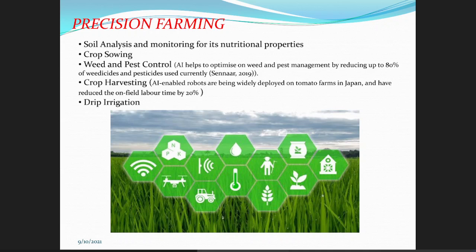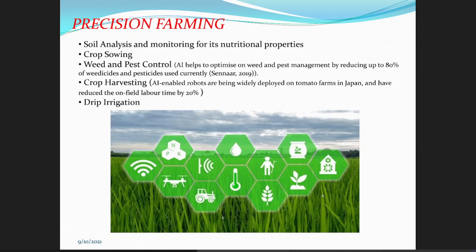Or intelligent harvesting can be done using robots. These days in society, humans are used for harvesting. If we use robots, they can save time. As you can see on the screen, AI enabled robots are being widely deployed in tomato farms in Japan, and they have reduced labor by 20%. They can be used in drip irrigation also. These are the areas of precision agriculture which can maximize the growth from our agriculture land.